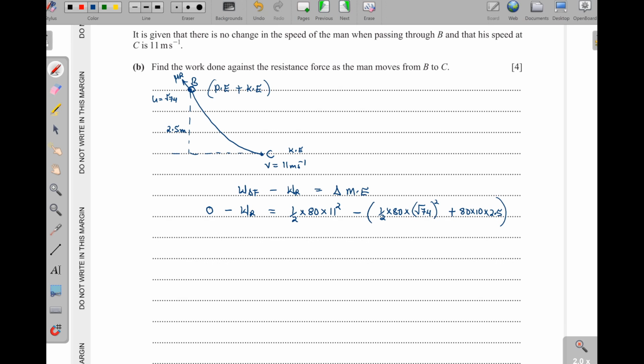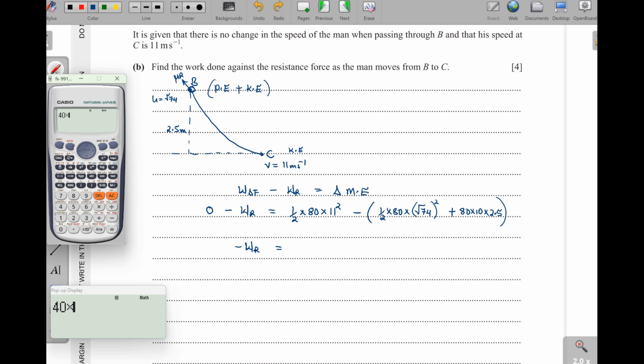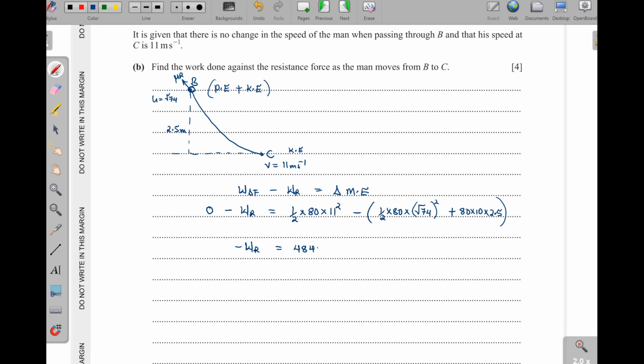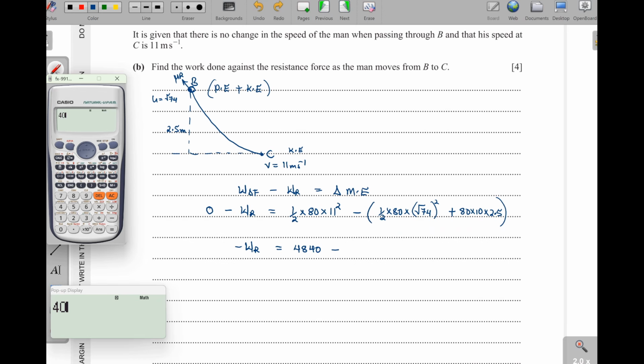So what do we have here? Minus WR is going to be equal to, this is 40 times 121, 40 times 11 squared. That one is 4840. Then minus, what do we have inside here altogether? 40 times the square root of 74, then you square, that will give us 74. So we shall put 74 here, and then plus 800 times the 2.5. So altogether, that gives us 4960.